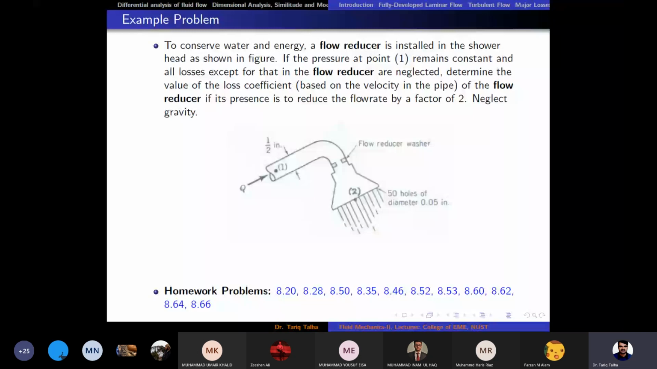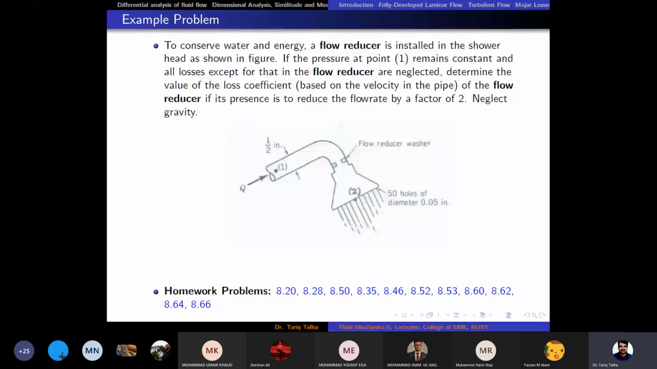To conserve water and energy, a flow reducer is installed in the shower head as shown in the figure. In the figure, if the pressure at point 1 remains constant and all losses except for that in the flow reducer are neglected, so we only want to calculate the loss coefficient due to the installation of this flow reducer washer. Determine the value of the loss coefficient based on the velocity in the pipe of the flow reducer if its presence is to reduce the flow rate by a factor of 2.